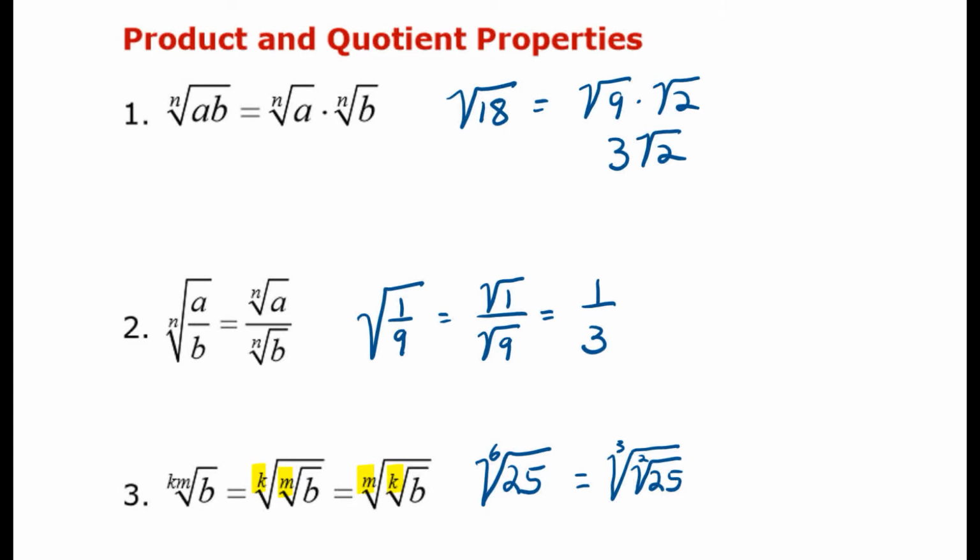And in this case, what I have is a perfect square here that can actually be simplified to just 5. So my final answer would be the cube root of 5, which is a simpler answer than the one I gave you, which is the 6th root of 25.